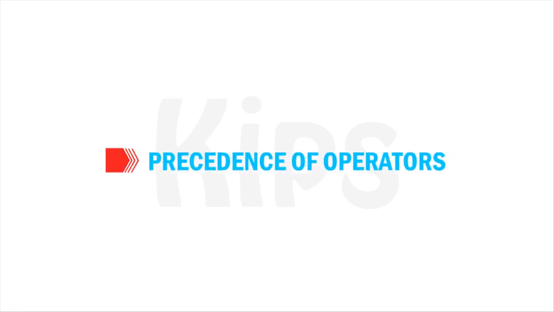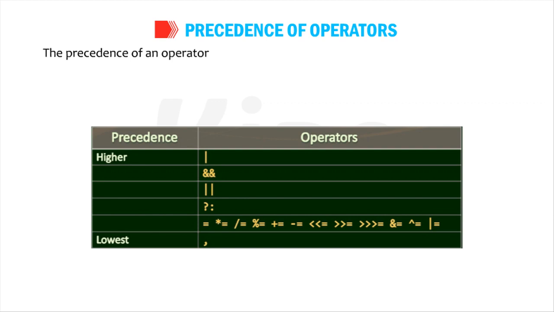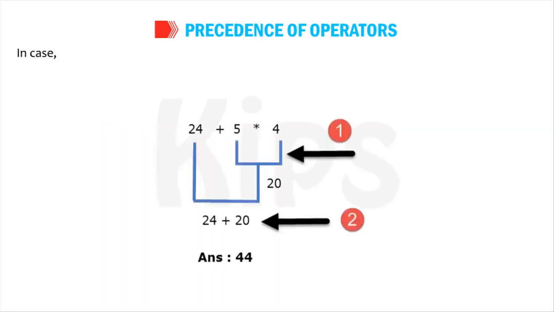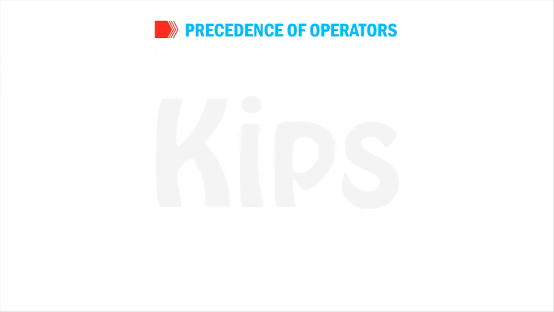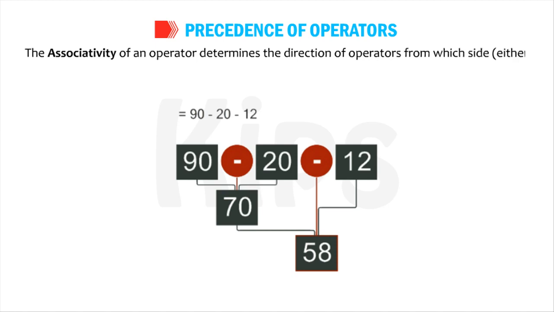Let us learn about precedence of operators. The precedence of an operator refers to the order of priority in which the operators are evaluated in an expression. In case two operators with the same precedence are part of an expression, then associativity is taken into consideration. The associativity of an operator determines the direction, from which side, either left to right or vice versa, the expression should be resolved.